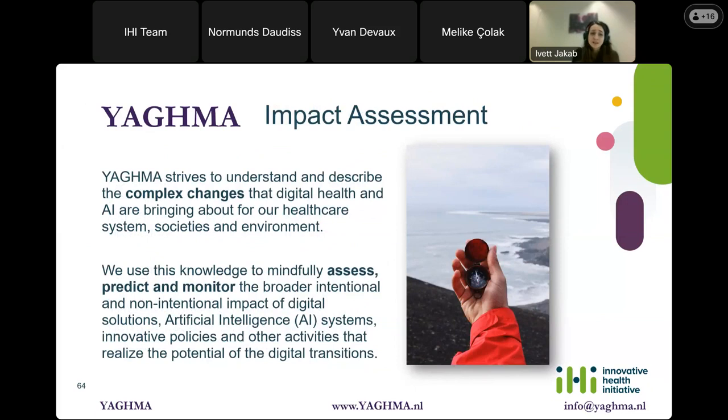We strive to understand and describe these complex challenges, and then use this knowledge to mindfully assess, predict, and monitor the broader intentional and non-intentional impact of digital solutions, AI systems, also innovative policies, and other activities that realize the potential of the digital transitions. Next slide, please.